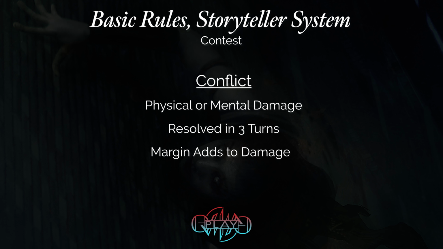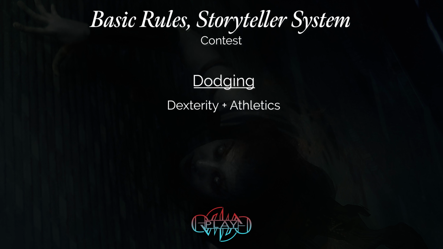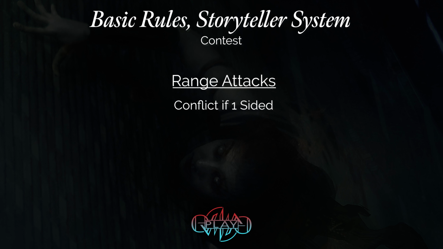At the beginning of a conflict, all participants declare what they will do, and the storyteller decides what the SPCs will do. Then, the die pools are assembled based on the traits used. There's only a single action taken by each participant in a conflict, so if you want to dodge a knife while punching someone, you would use Brawl plus Dexterity, as the SPC may use Melee plus Dexterity. Of course, you can always dodge a brawl or melee attack rather than attack with Dexterity plus Athletics. Ranged weapon attacks are resolved as contests rather than conflicts when only one side has a firearm.